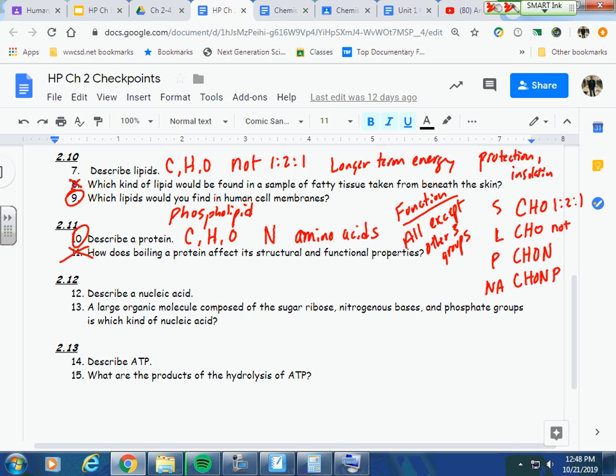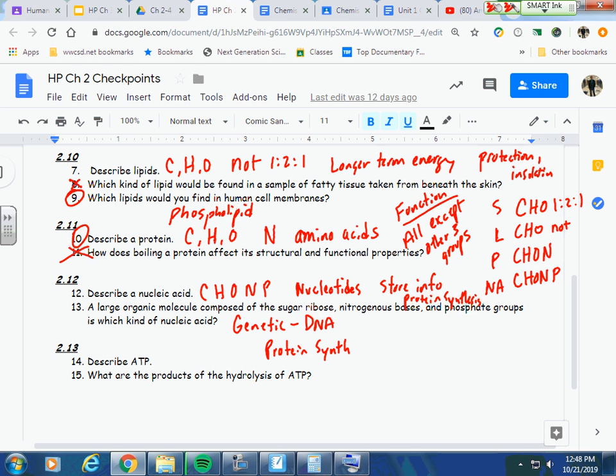Nucleic acids, so like I said, they have C, H, O, N, and P. Their basic building blocks are nucleotides. They're good for storing information and for making proteins, protein synthesis. All right. And so basically, we have 2 types. We have DNA, involved with the genetic information, and for protein synthesis, RNA.